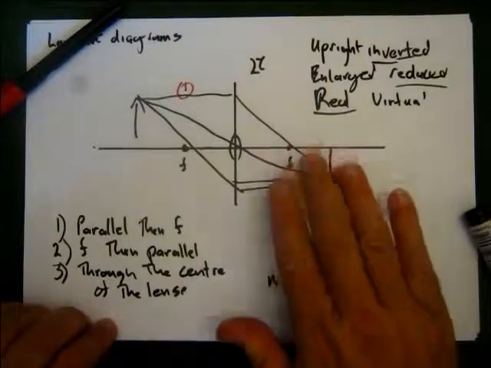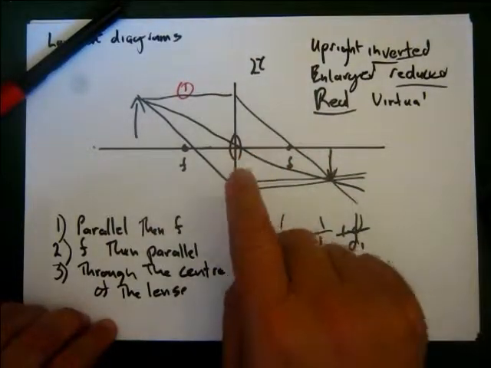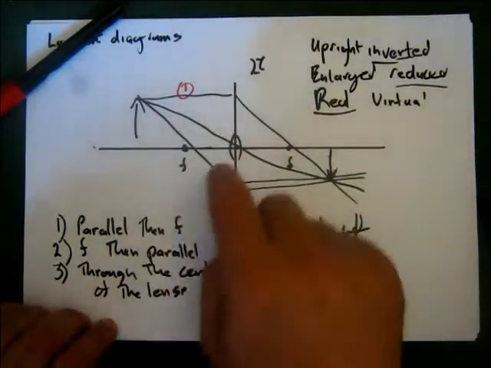So we'll do a couple of formal examples with convex lenses, and then we'll do an example with a concave lens.